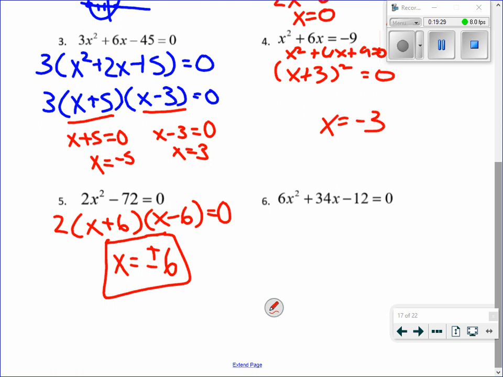We only had one solution, which means our graph, what does that mean graphically? It only meets your x-axis where? At -3, and it only hits it one time. So what point is right here at -3? The vertex. Yeah, the vertex is right here at -3.